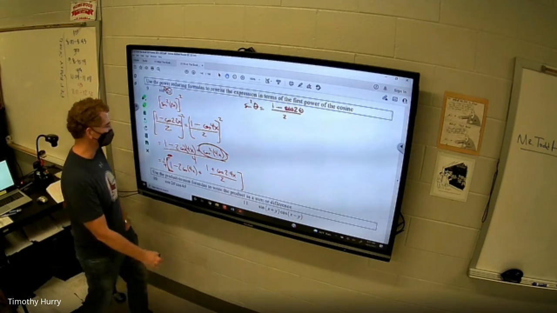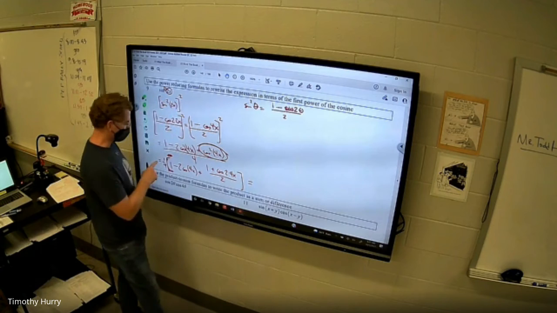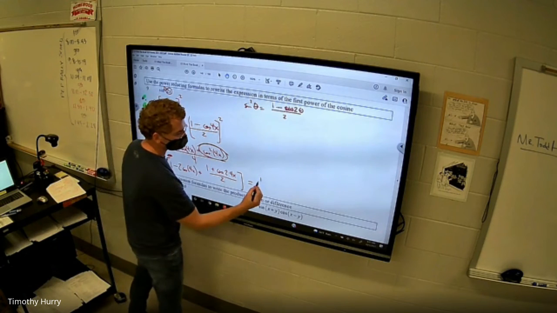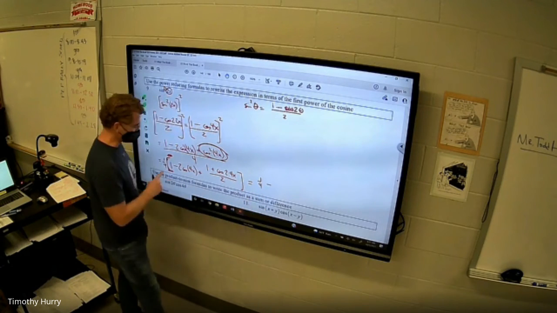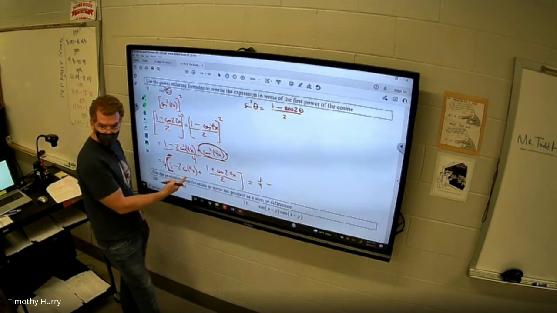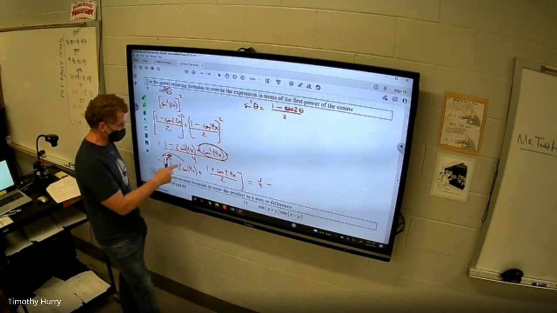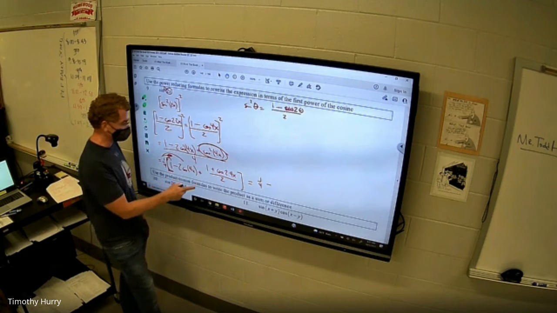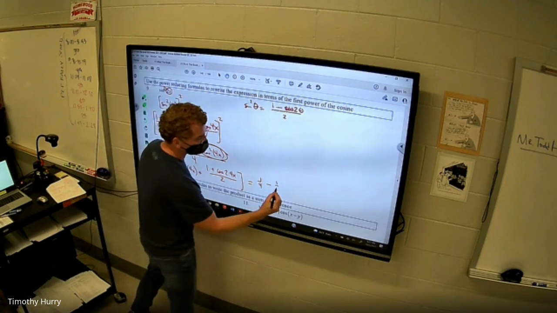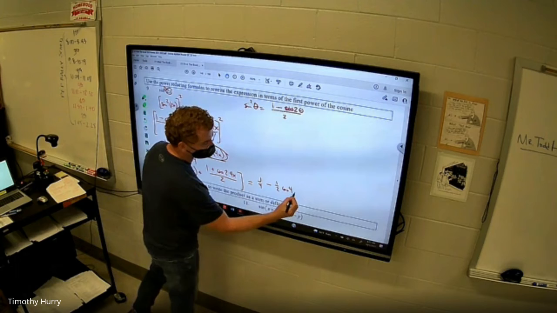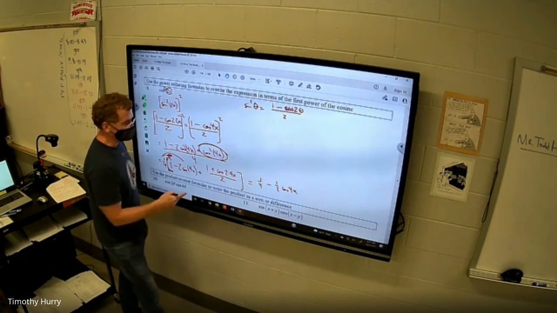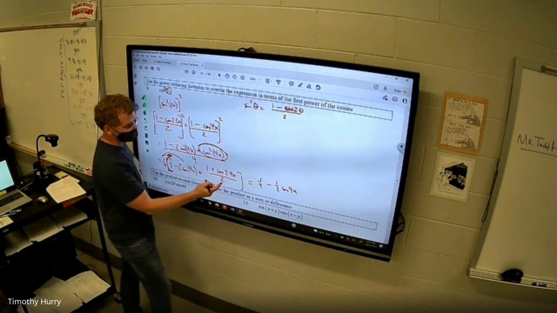So here we go. I end up with 1/4 times 1 minus 1/4 times that, and I distribute that in. The 2 and the 4 cancel, leaving me cosine of 4x times a half, which is fine because that's a power of 1. And then this ends up being what? This expression right here.